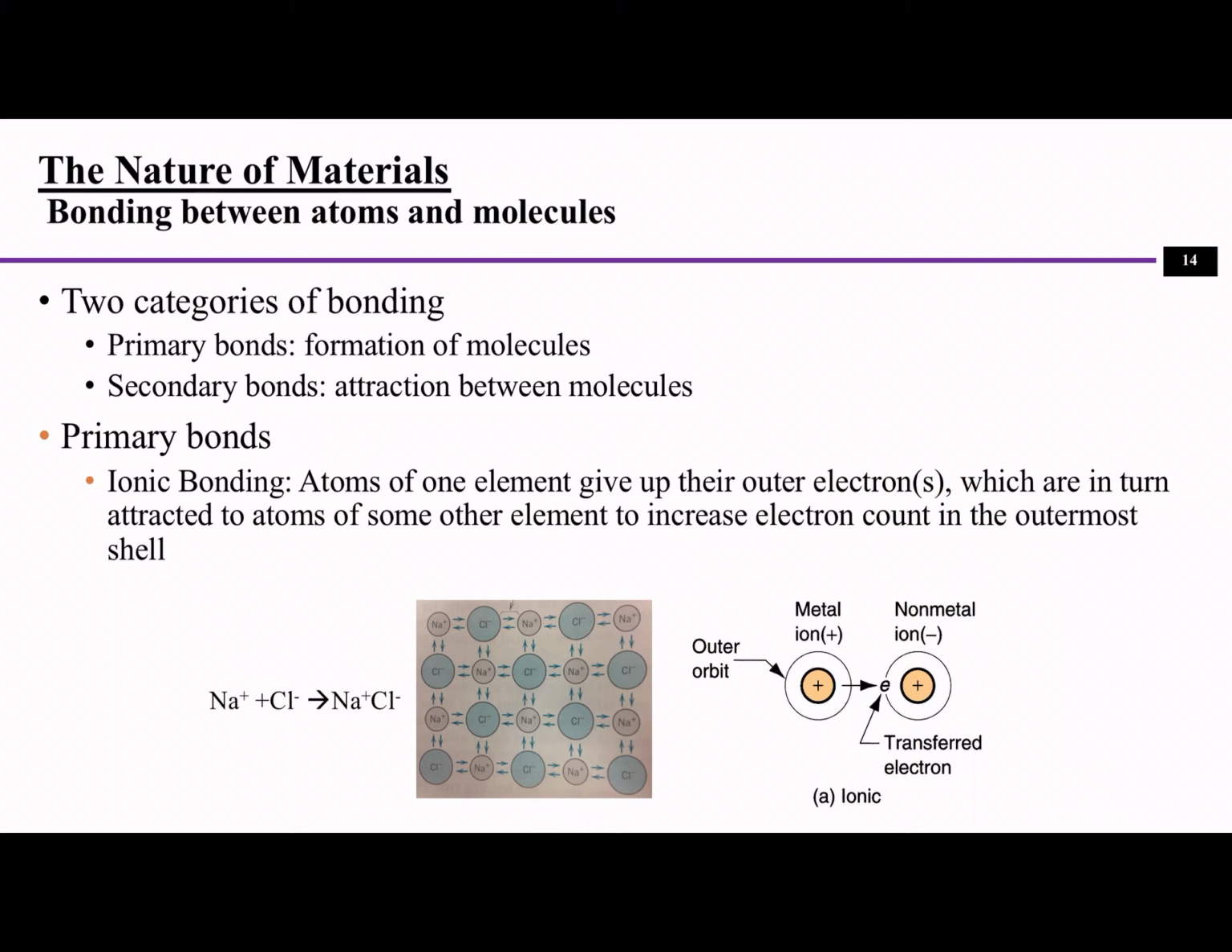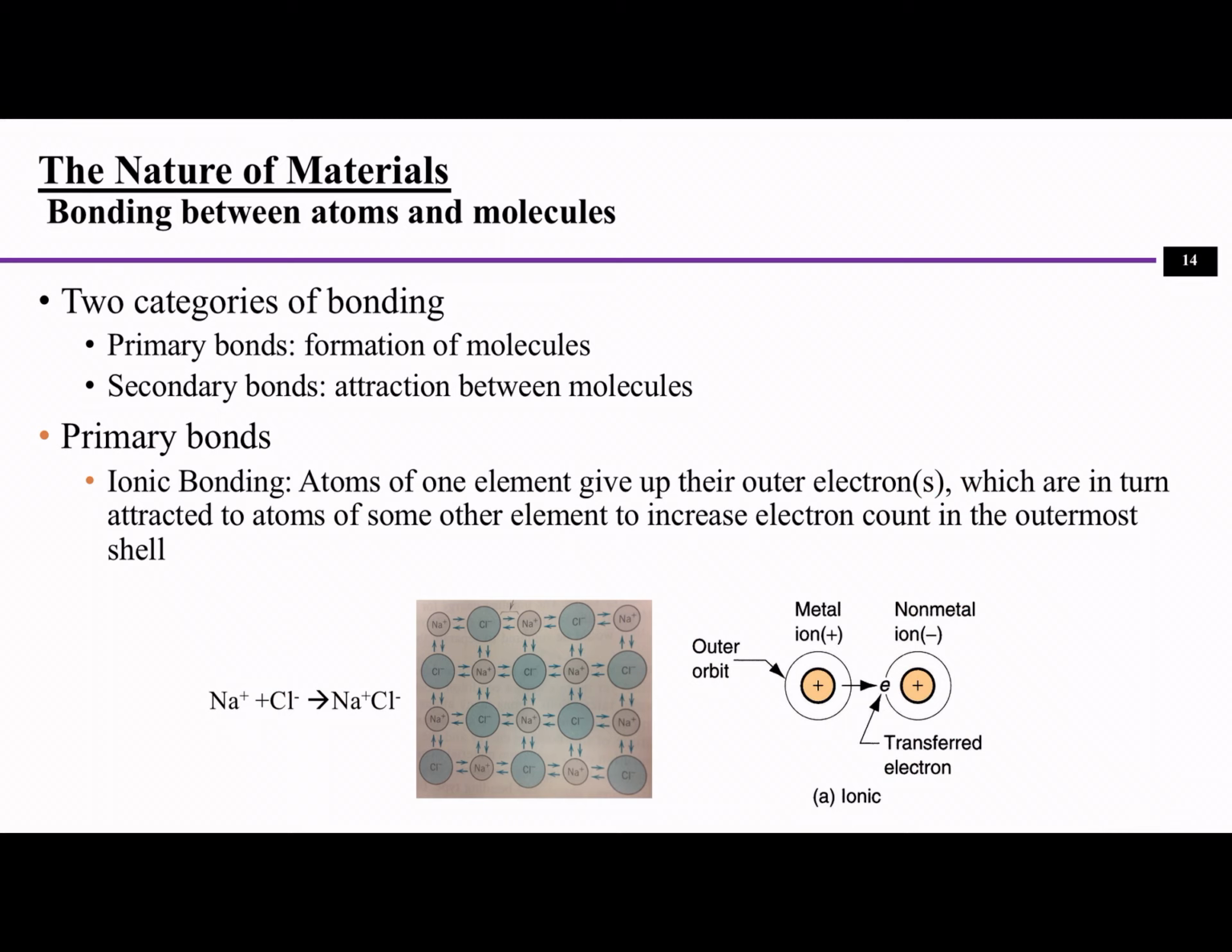There are 2 different categories of bondings. One is the primary bonds. Primary bonds mainly deal with how the molecules are formed, right? And the secondary bonds are attraction between molecules, right? So primary bonds are usually much stronger than secondary bonds.